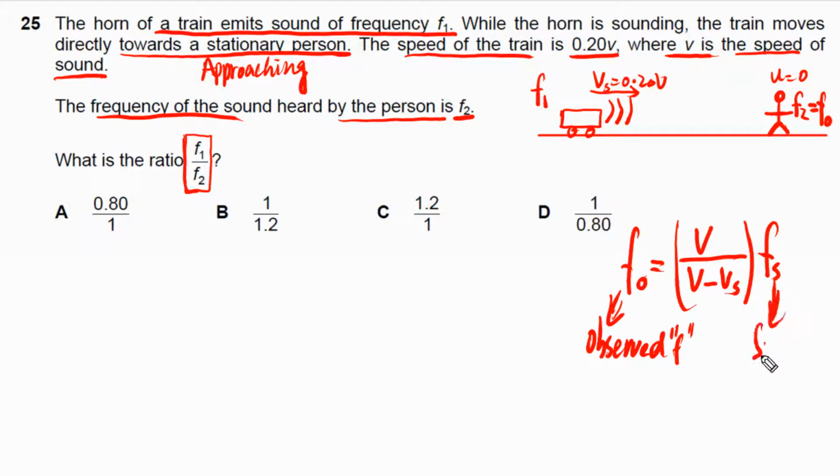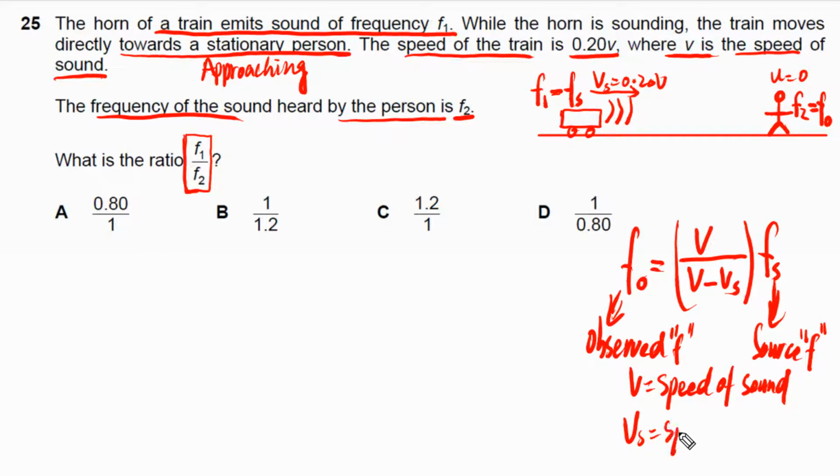fs is the source frequency, so we can also say this is the frequency of sound waves produced by the train, so f1 is fs. v is the speed of sound. vs is the speed of source, or we can say this is the speed of the train in this question. Now simply we need to plug in values to find the ratio between f1 and f2.